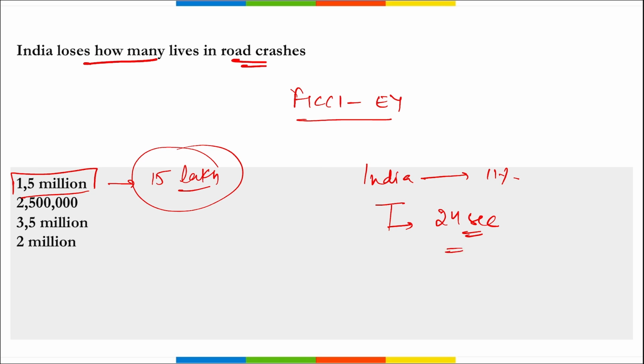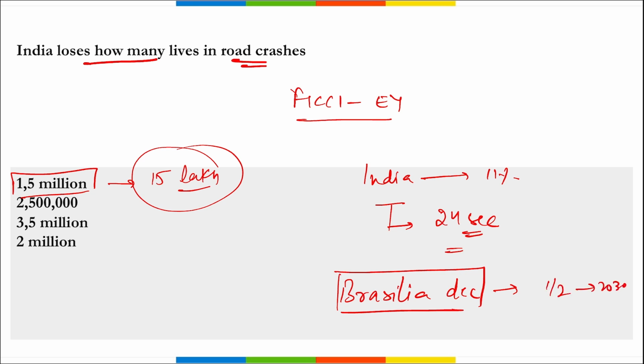Every 24 seconds. Also, India signed the Brasilia Declaration in 2015 that seeks to reduce global road traffic fatalities and injuries by half by 2030. So a question can be asked: the Brasilia Declaration is related to what? It is related to reducing the fatalities and injuries due to road accidents by half by the year 2030. And vice versa, what was the declaration signed in order to reduce road accident fatalities by half by 2030? It is the Brasilia Declaration. Correct? And this report was released by FICCI and EY together.